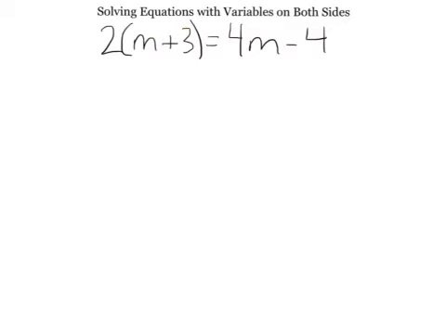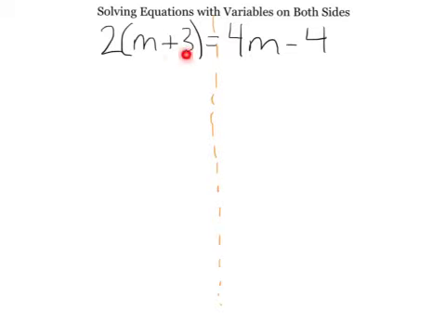Here we have another equation that has variables on both sides. There's an m over here and an m over there. So again, we need to divide our equation in half right down the middle so we can keep track of what's on what side. And now we can start to work.